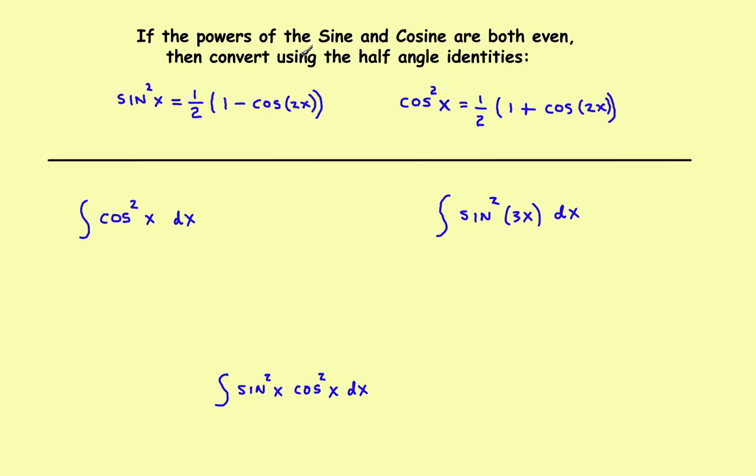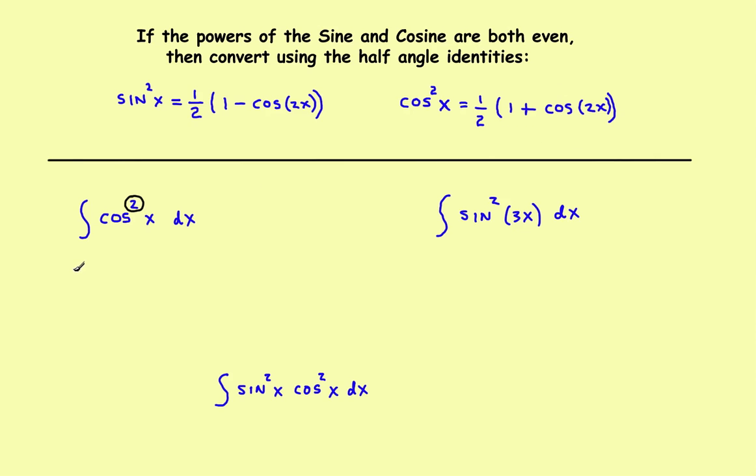Okay, so here's what the formula says. If the powers of the sine and the cosine are both even, then convert them using the half angle identity. So I'll put them here again. Let's look at 3 samples just to sort of show how to go about setting this thing up. Okay, now what happens is that the power here is even, so you've got an even power, so you'll use this rule. Now it's a cosine to an even power, so you'll change it into this form right here.